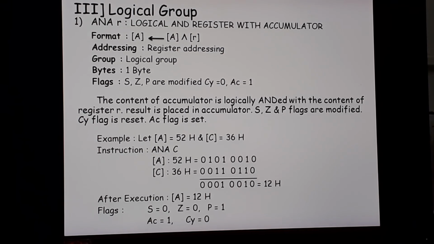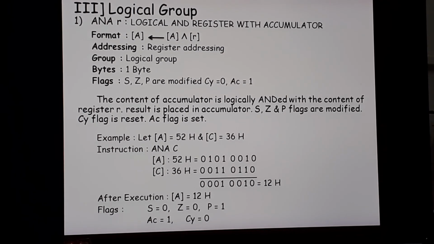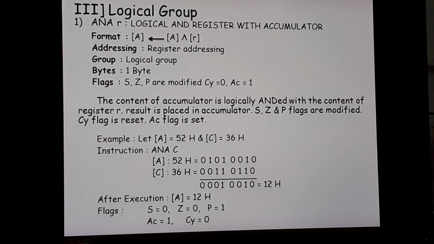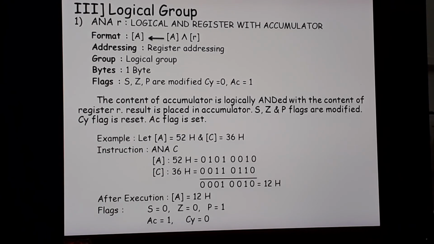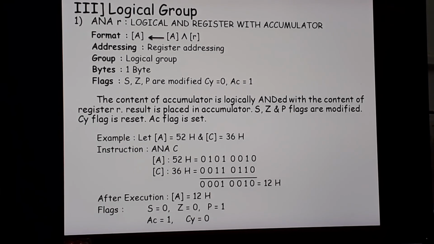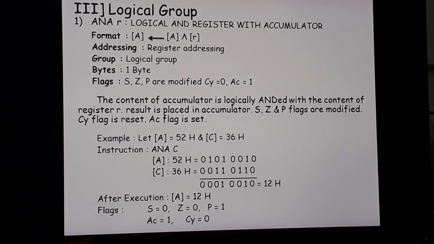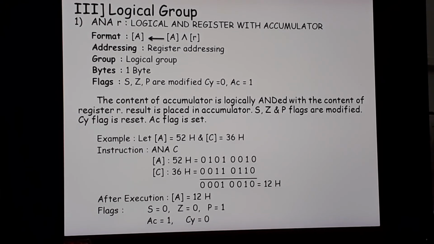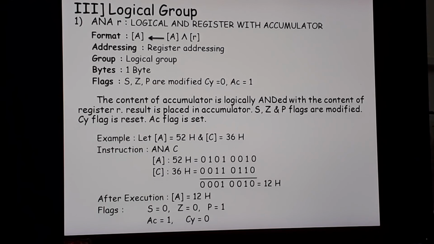So here I have taken an example. For the accumulator content I have assumed, let A is equal to 52H. I have taken the register as C. You can take any register that you want. So C is equal to 36H. The instruction will be ANA C, where C is the register that I have assumed. So for ANA C, I need to assume the accumulator content and the C register content, both I have assumed, that is A as 52, C as 36.